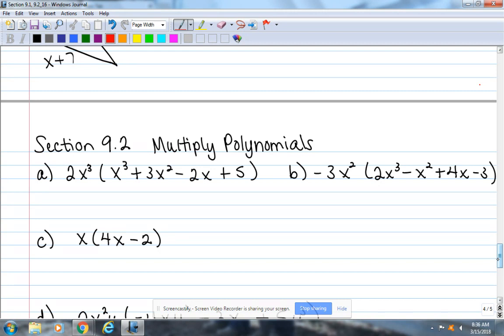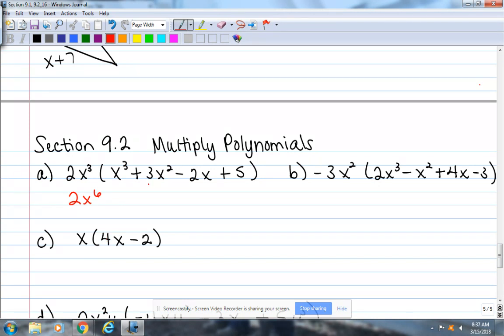Now, when you're combining like terms, do we add exponents? No, because that's adding and subtracting. But when we multiply polynomials, we do add the exponents because that's what the exponent rule is for multiplying. So what is 2x to the third times 1x to the third? 2 times 1 is 2, and x to the third times x to the third is x to the 6. So my first term is 2x to the 6th power.